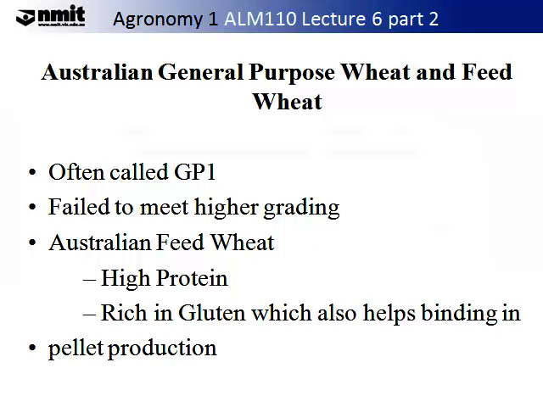The Australian General Purpose Wheat and Feed Wheat grade is often referred to as GP1. It fails to meet the higher gradings. The Australian feed wheat is high in protein and rich in gluten, which also helps binding in the pellet production process.